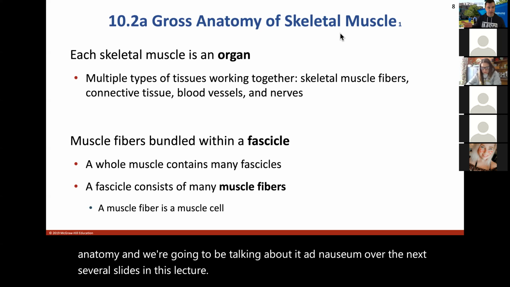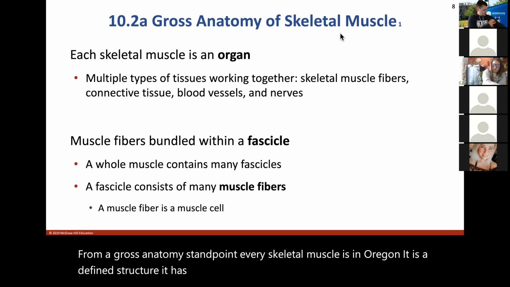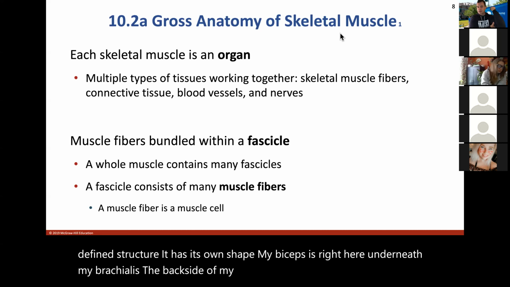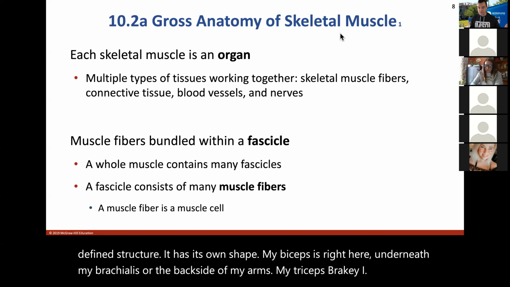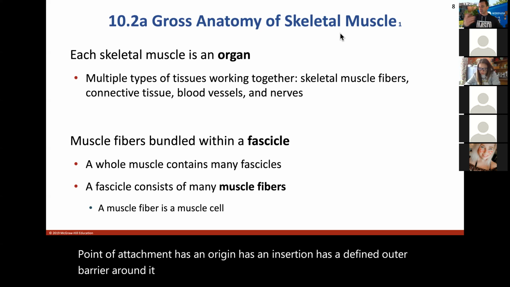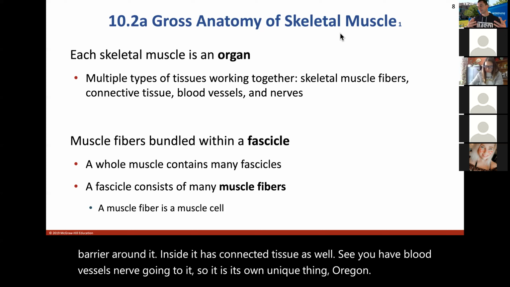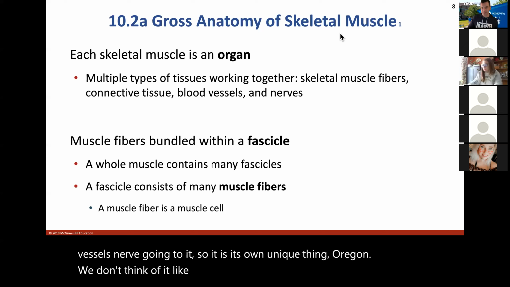From a gross anatomy standpoint, every skeletal muscle is an organ. It is a defined structure. It has its own shape. My biceps is right here. Underneath that is my brachialis. On the back side of my arm is my triceps brachii. It has a point of attachment, an origin, an insertion, and a defined outer barrier around it. Inside, it has connective tissue, as we'll see. It'll have blood vessels and a nerve going to it. So it is its own unique thing, an organ. We don't think of it like that. We think of just skeletal muscle, but it is a typical organ.